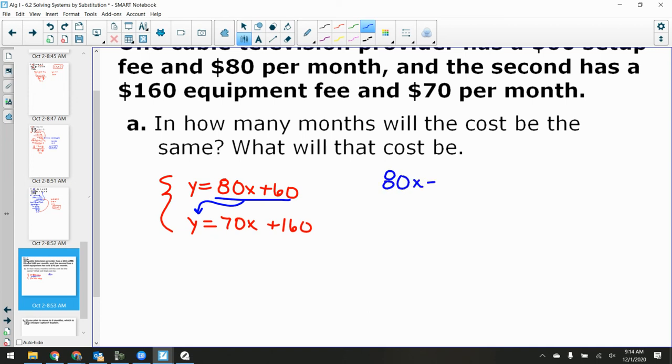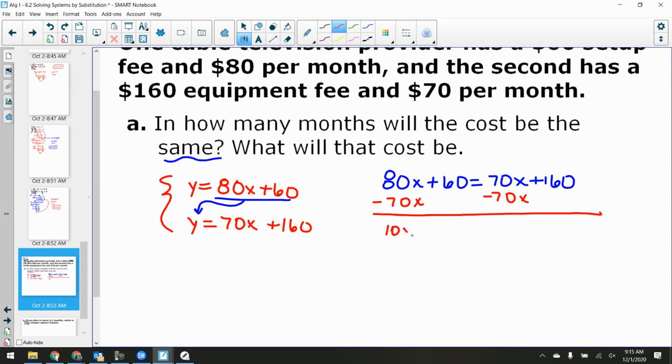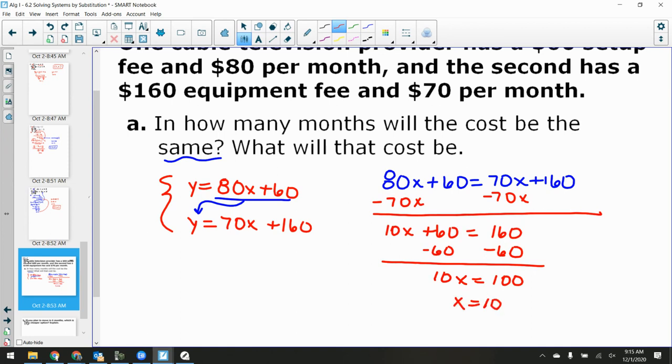80x plus 60 is equal to 70x plus 160, because I want to know when the cost will be the same. We subtract the 70x from both sides. We get 10x plus 60 is equal to 160. We subtract 60 from both sides. We get 10x is 100. We divide by 10. X is 10.